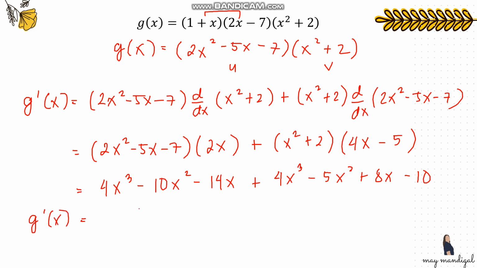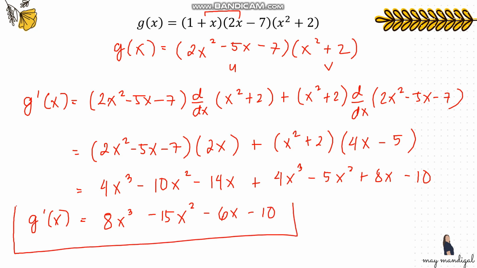to combine similar terms. So we have here 8x cubed, and then we have negative 15x squared, and negative 6x minus 10. So this is now the derivative of our function. And we're able to do it using the product rule.